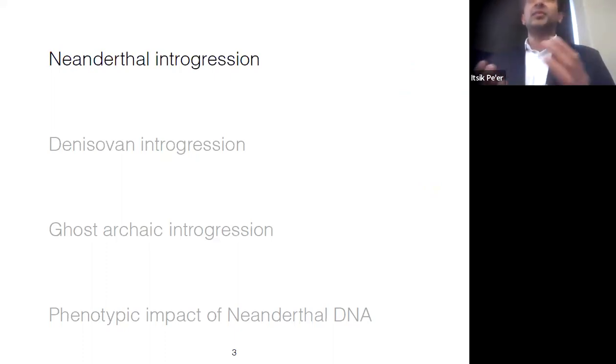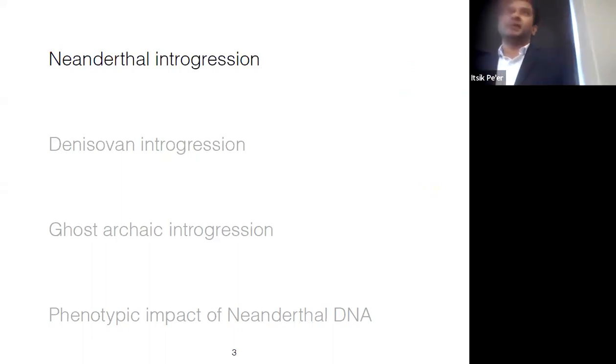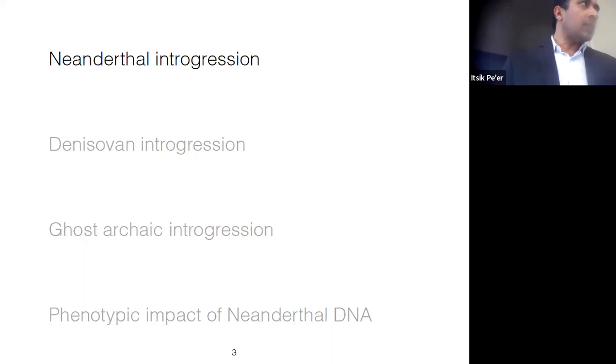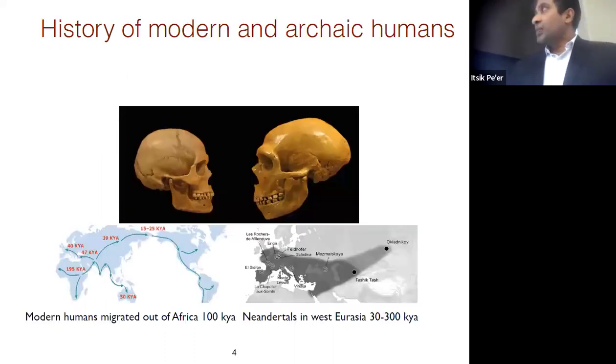And part of my goal here is to tell you a little bit about the kind of findings and to summarize what we've learned, but also to give you some idea of the statistical and computational techniques that are underpinning these questions, just to give you an idea of what is interesting at the intersection of biology and computation. So we're going to start with looking at the history of modern and archaic humans.